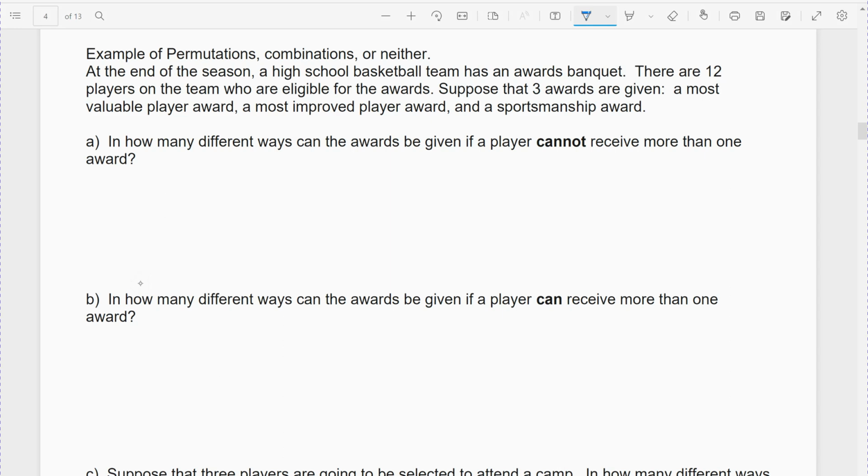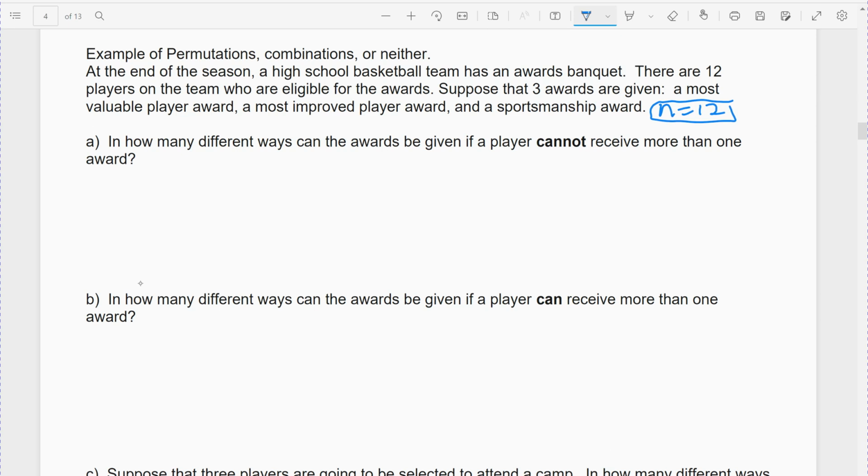Alright, so suppose that I have a high school basketball team, and they have an awards banquet at the end of the year. There are 12 players on the basketball team, so that means N is 12. Right? We have 12 total players. Suppose 3 awards are given: Most Valuable Player, Most Improved Player, and Sportsmanship Award.